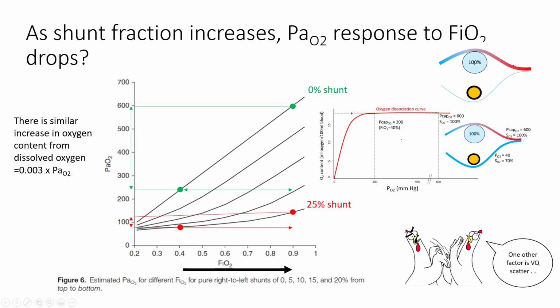There's another factor that plays into this, which we call VQ scatter, which we'll talk about when we talk about ventilation perfusion mismatch.